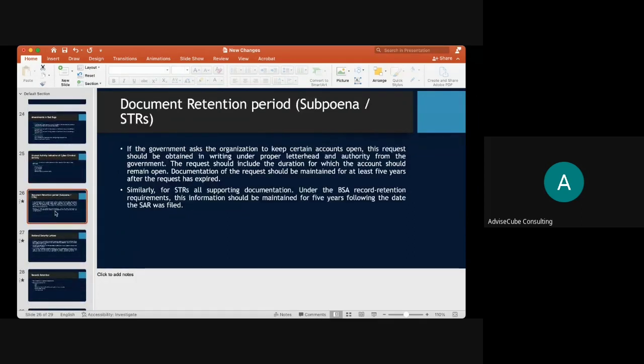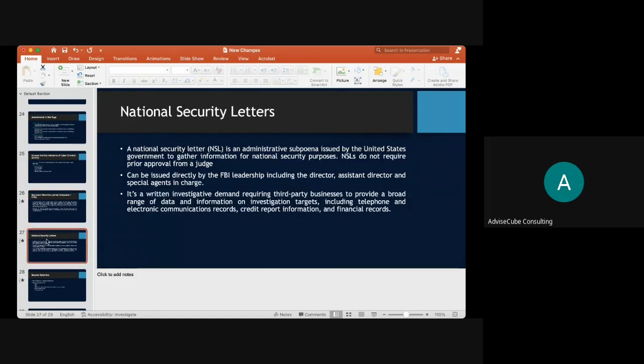Okay, retention periods for subpoenas and STRs. They are saying that when any agency asks you for any information or documents, you have to keep such requests for 5 years. And when you raise an STR, after raising it, you have to retain these documents for a certain period. This information should also be maintained for 5 years, but again, it may differ from country to country, and regulators may say to retain it for 5 years or 10 years or 15 years, it depends.